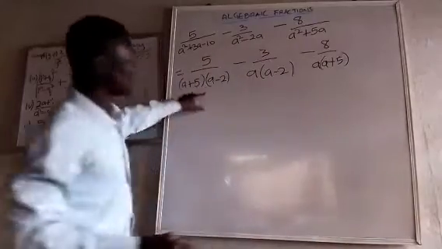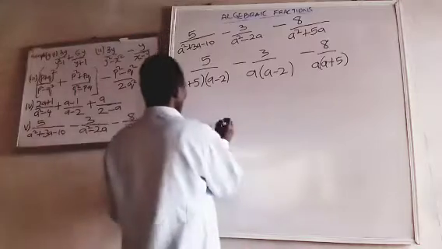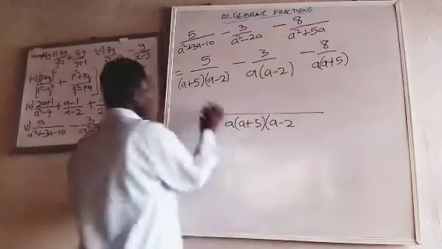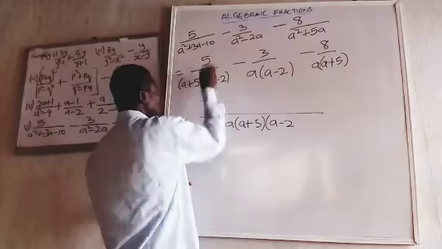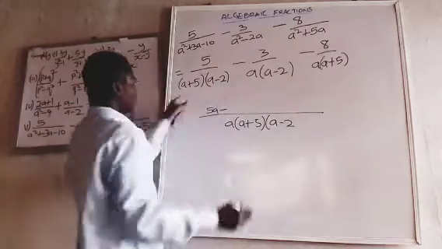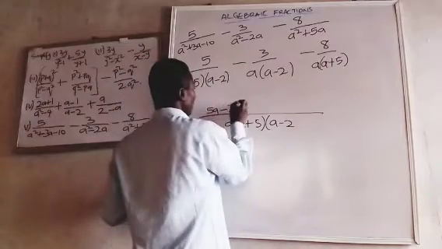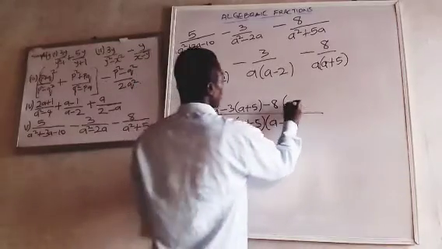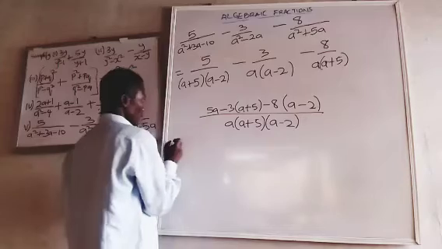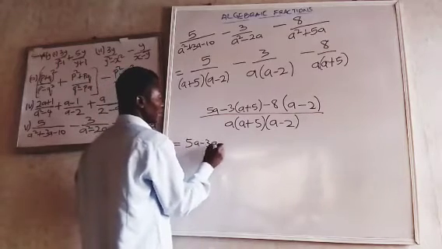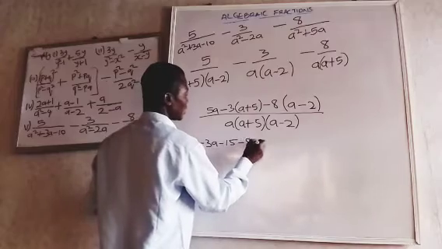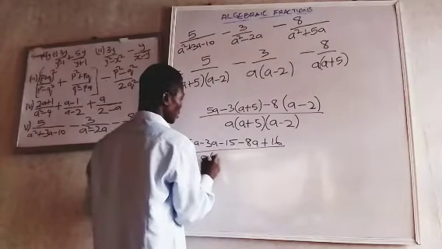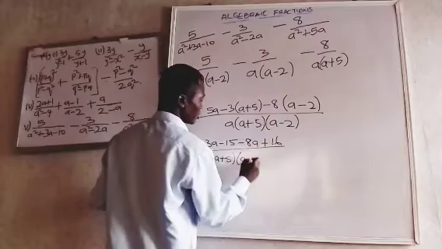So we can see our LCM is this. Here you can see our LCM is going to be a(a plus 5)(a minus 2). Now this one from here is going to be a, so we have a times 5, that's 5a, minus 3 into (a plus 5), minus 8 into (a minus 2). So let's put this out. It's going to be 5a minus 3a minus 15 minus 8a plus 16 over a(a plus 5)(a minus 2).